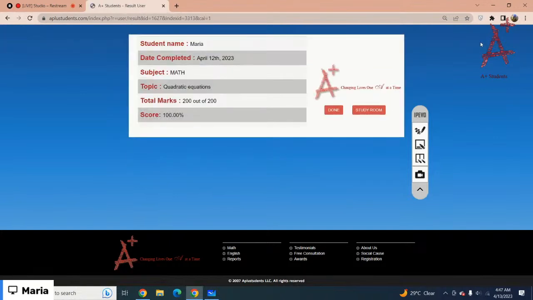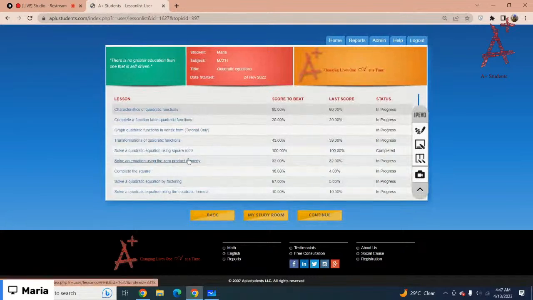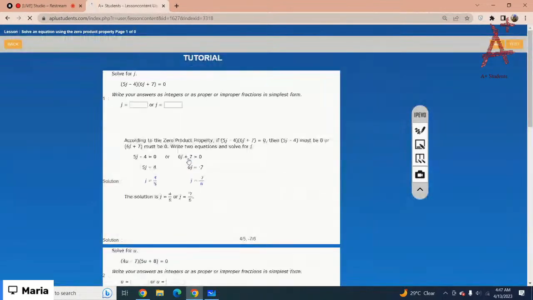Okay, we are done with the lesson. Let's just start with the next lesson. And the next lesson is solve an equation using the zero product property. Got it? Let's just solve with the next lesson.